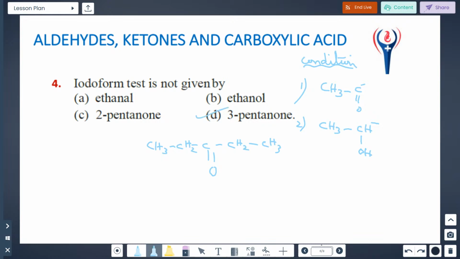Not given by. All having what? This group will be there in ethanol. Ethanol also, this group will be there. 2 pentanone also, this group is there. But not given by means the answer is what? D is the correct one. Understood? Right. Next one.